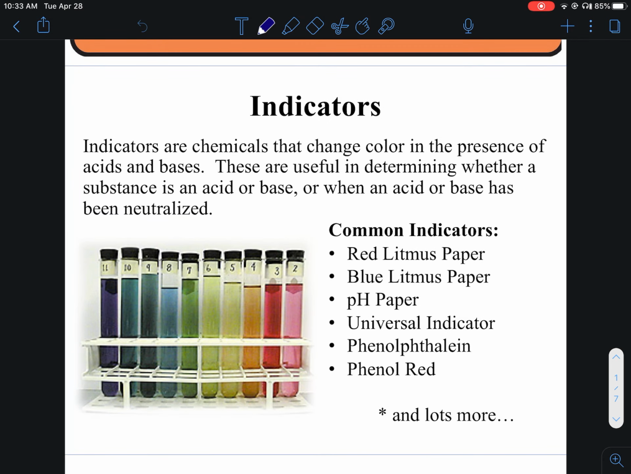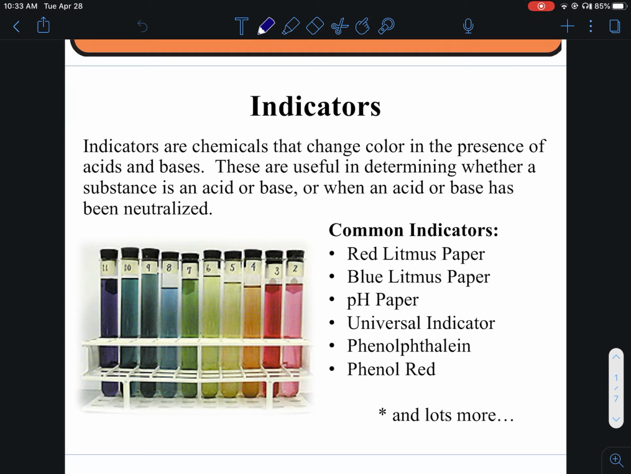First thing, indicators. For hundreds of years, if not longer, humans have been using natural indicators to determine whether a substance is an acid or a base. What these natural indicators are is they are substances that will turn one color in an acid and a different color in a base, or they'll just change color in an acid but not in a base. So they're things that change color when they're in the presence of the hydronium or the hydroxide ion. And that's actually really useful.